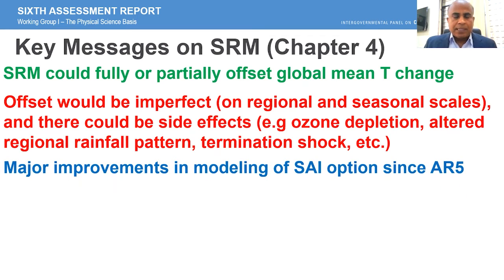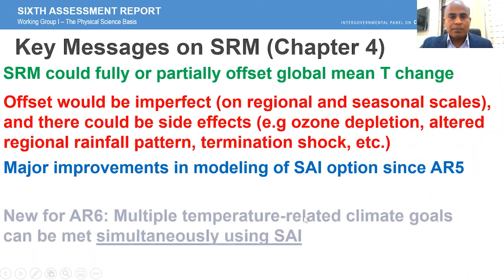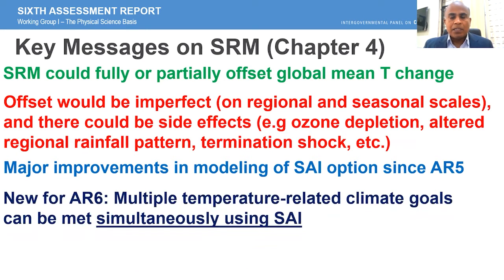So one of the key messages is that there have been several improvements in modeling of the SRM, SAI option, since the last IPCC report in 2013. One of the key results of these modeling improvements is that multiple temperature-related goals, such as global mean surface temperature change, equator-to-pole temperature gradient, and the temperature difference between the northern and southern hemisphere. If there are changes in these three quantities because of climate change, we can actually bring back all three quantities simultaneously to any level that we want. So this has been studied for the SAI options using climate models.